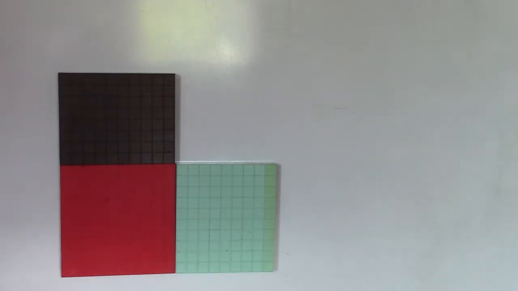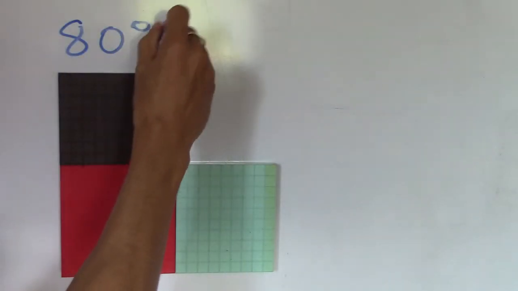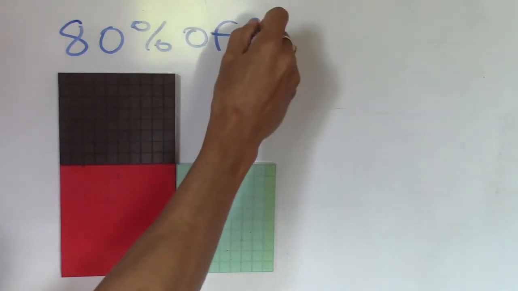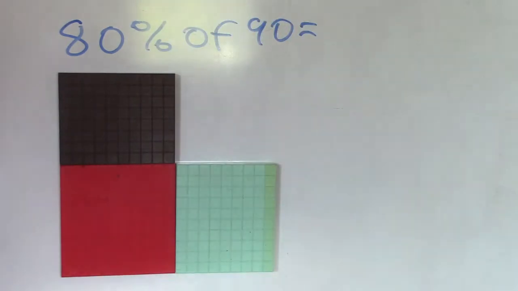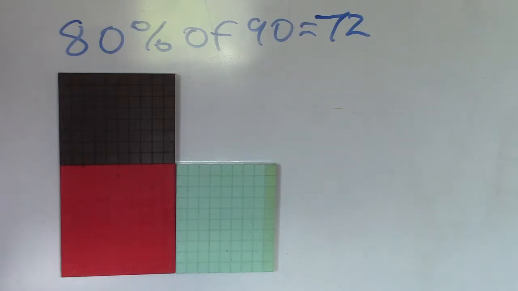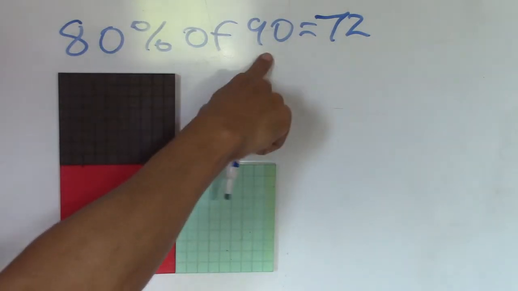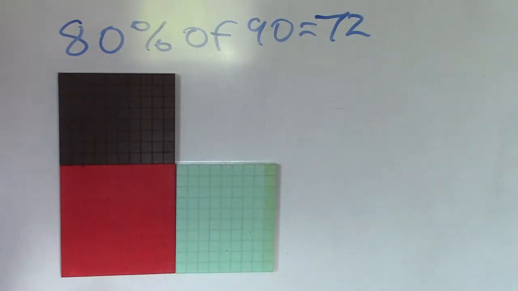All right, so you put your 90 over here. So what's the question? 80% of 90 is what? And what is the answer? So 80% of 90 is the same thing as 72. All right. And of course it's in the glare, but anyway, that says 80% of 90 is 72. I can put it over here too.